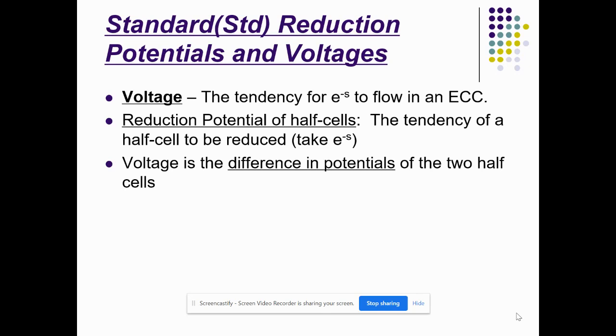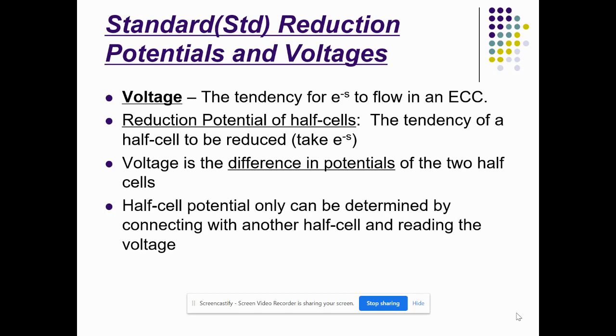Then you find the voltage flowing through the wire. So for these ones on your table, take out your table if you don't have it, the standard reduction potentials of half cells. It'll have numbers in the last column. Positive numbers are at the top, and then you see they go to negative numbers as they go down.